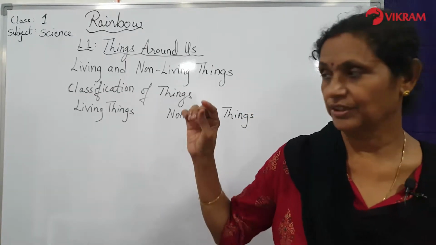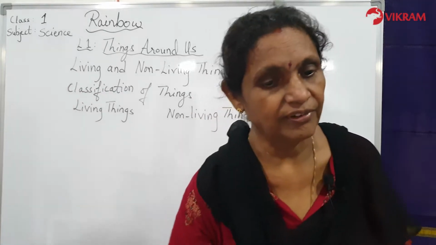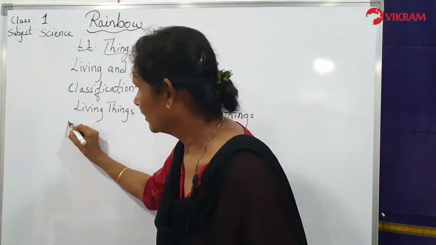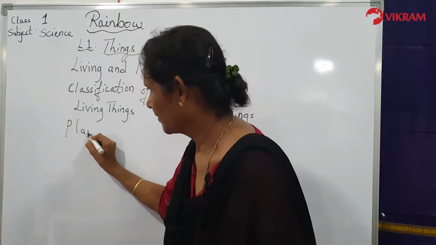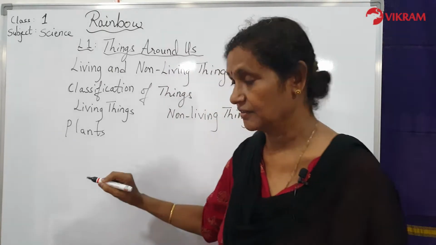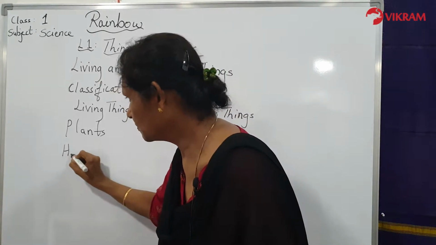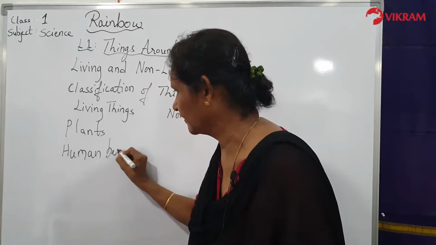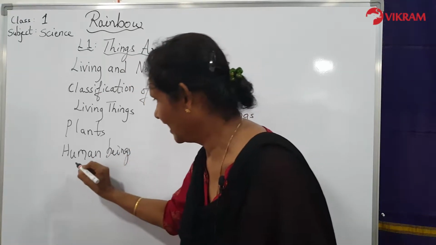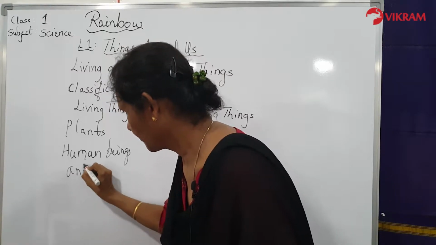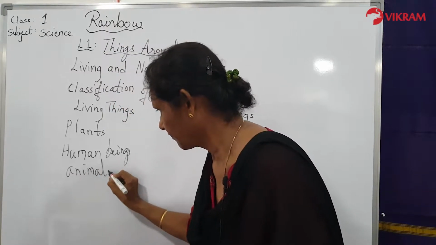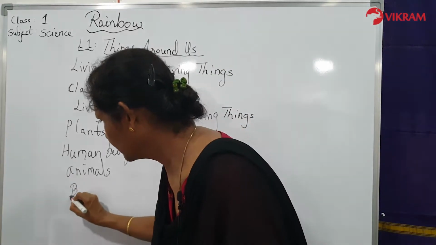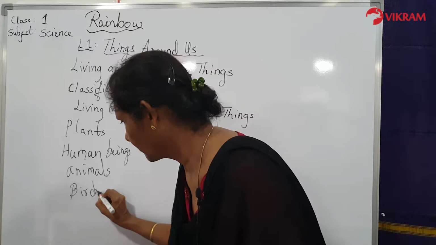So, we are going to write some examples here of living things and non-living things. So, living things means you can say plants also. Yes. You can say human beings also. Yes, people. We human beings also are living things. Then animals also. Birds, all these are living things.